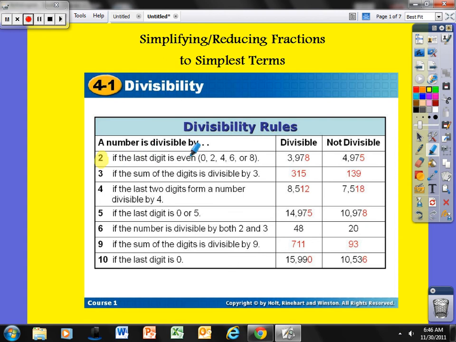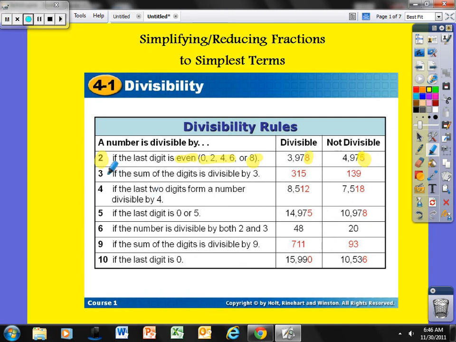Now, if the digit is even, that means it ends in a 0, 2, 4, 6, or 8. It is divisible by 2. So I look here, it ends in an 8. The last digit is an 8. That is an even number, so that number, 3,978, is divisible by 2. I look at the next number, 4,975. It ends in a 5, not divisible by 2 because 5 is not even.